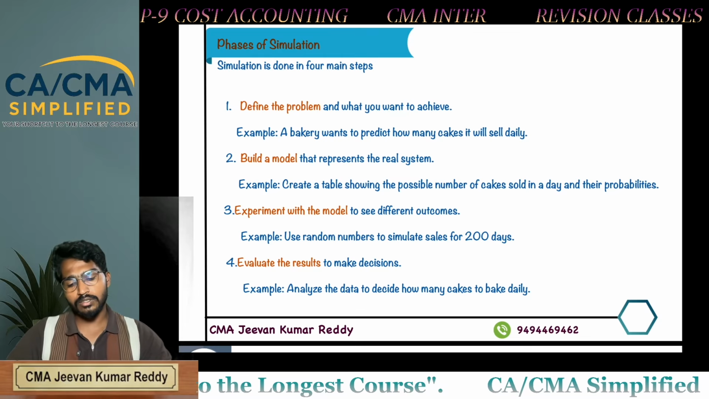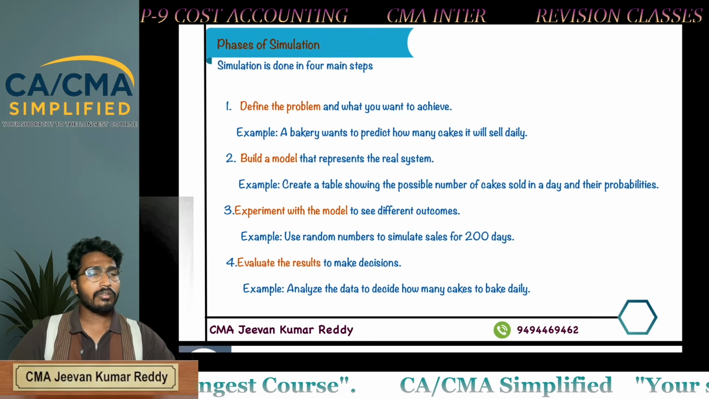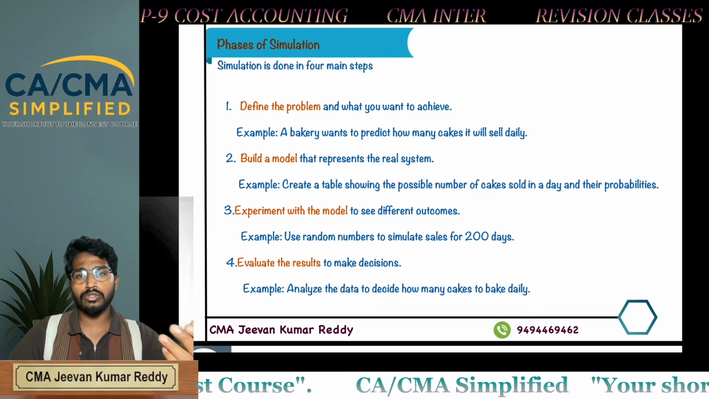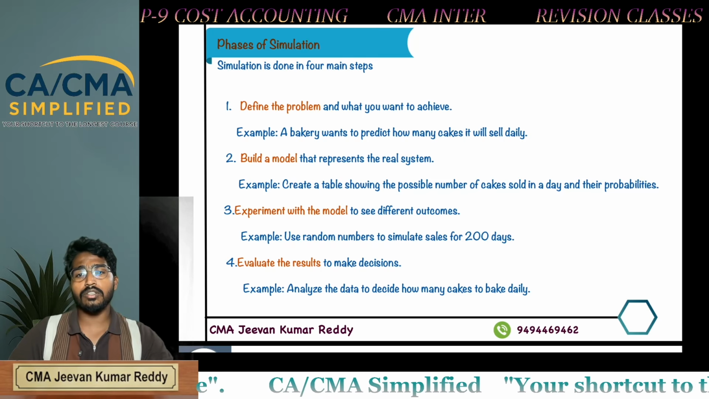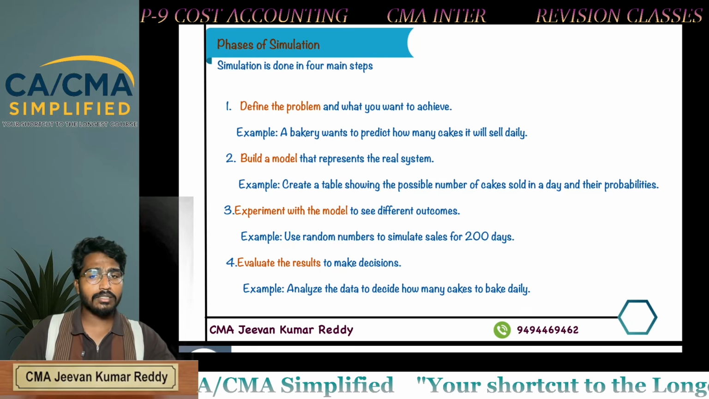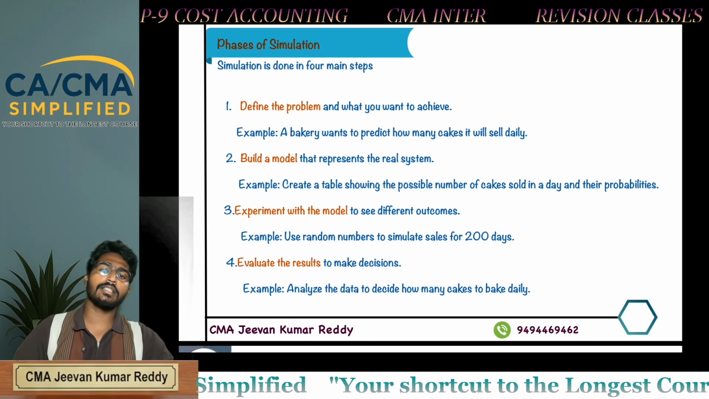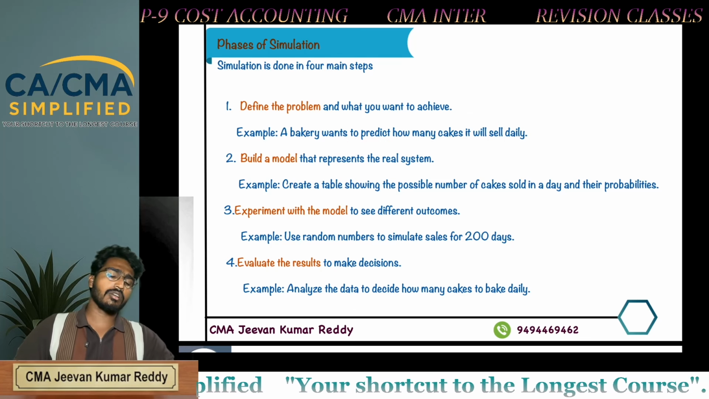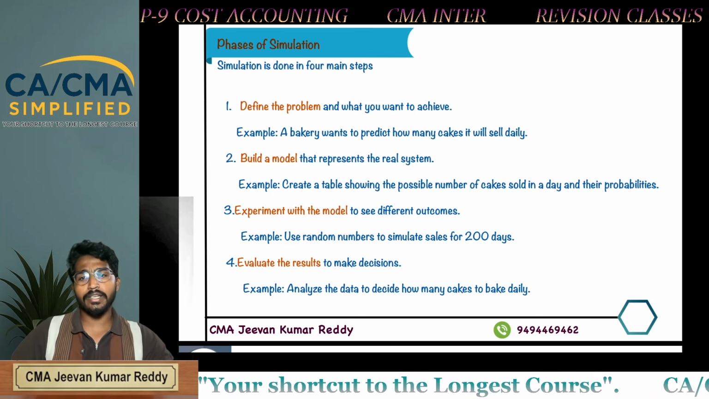Phases of simulation. First, define the problem. That means what we want to achieve. Whether you want to know about the future outcome, or the future sales, or the future weather forecast, what you want to know. So a bakery wants to predict how many cakes it will sell daily. So now I am the bakery owner. Now I want to know how many cakes I am going to sell every day.